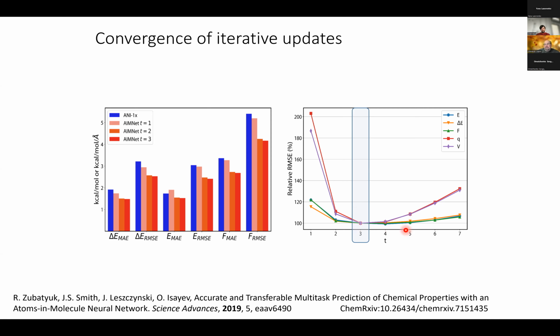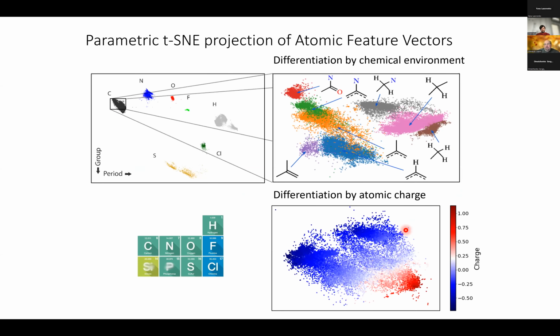Now we can also do fun analysis, since now every atom inside the neural network has these learned embeddings after the message passing updates. We can look at them. And so what this figure shows is essentially t-SNE projections of these vectors.